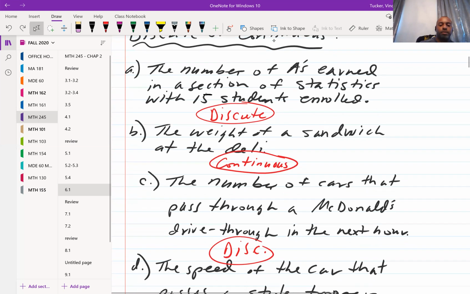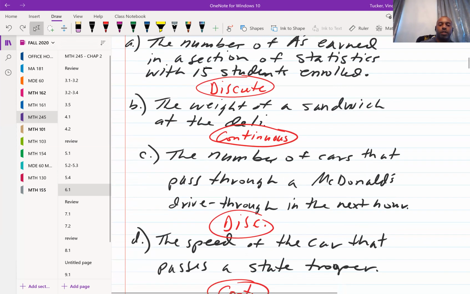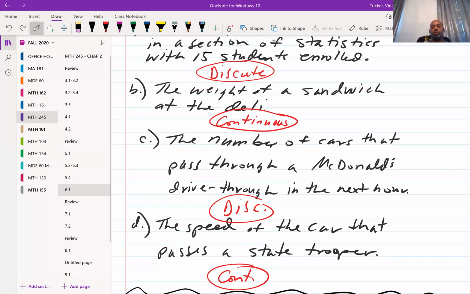And then the last one, the speed of the car that passes a state trooper, and that will be continuous, because once again, it's measurement. The accuracy of the gun will dictate how precise your answer is, but that doesn't mean that it is going to be incorrect. So you can represent that answer in multiple ways.